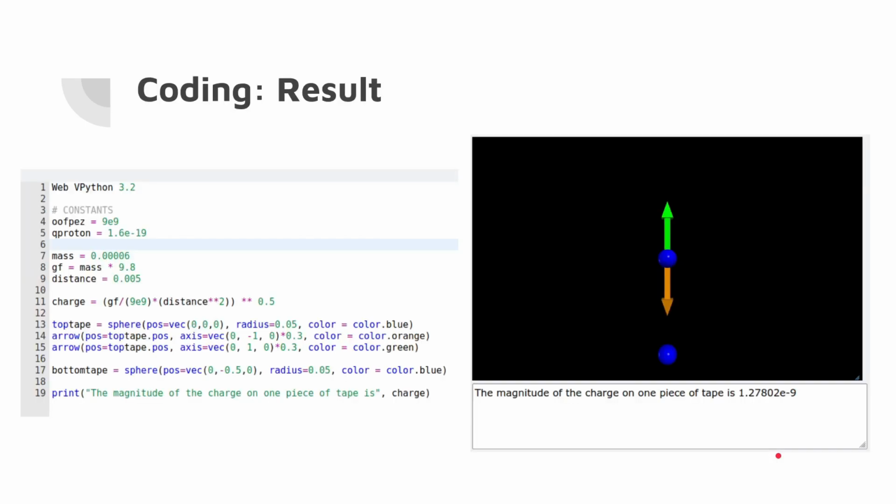Here is the coding result. So we have all these constants, and the charge is found as the gravitational force divided by 1 over 4 pi epsilon null times the distance squared, and we take the square root of all of that. And then the green arrow here in this diagram represents the electric force acting upwards, and the orange arrow represents the gravitational force acting downwards, and of course the blue sphere on top is the top tape, and the blue sphere on bottom is the bottom tape.